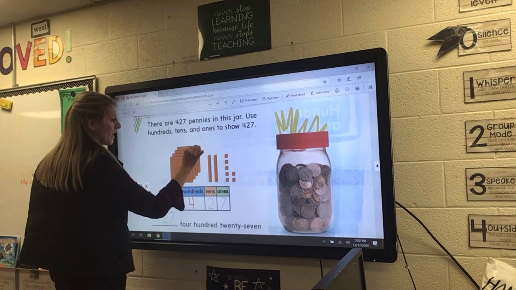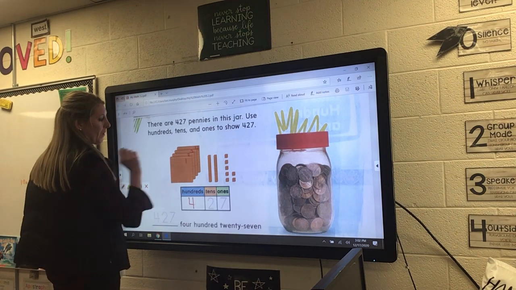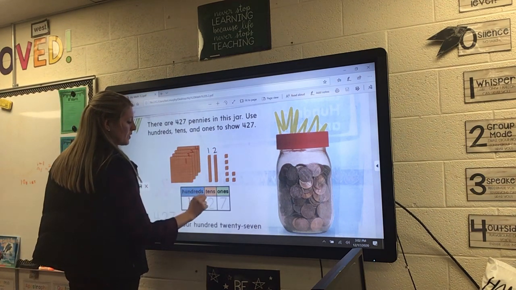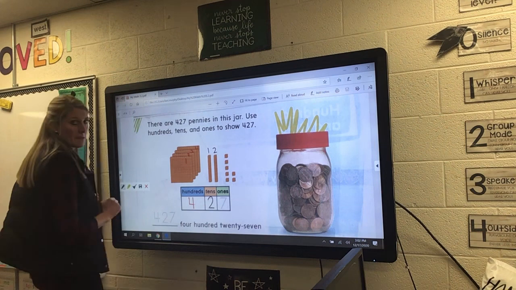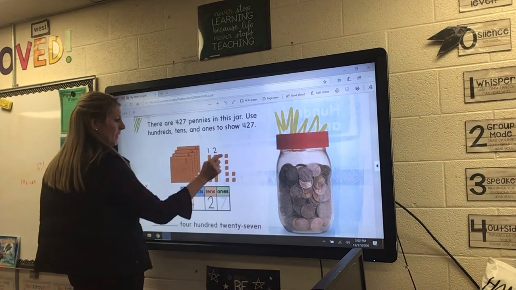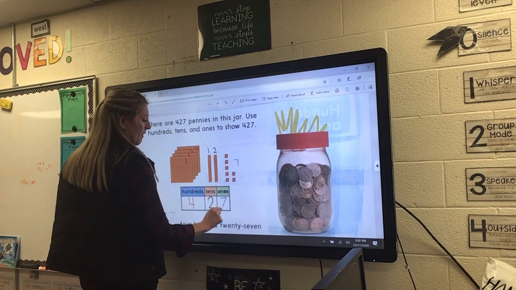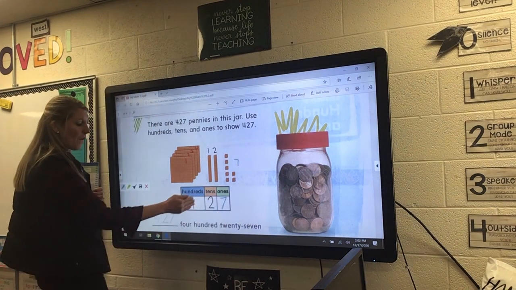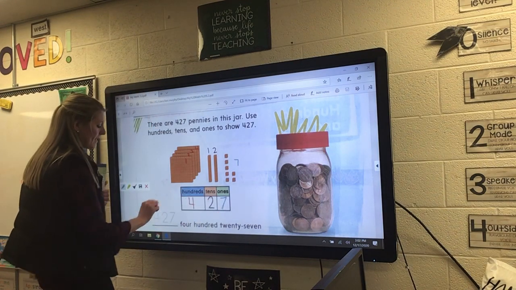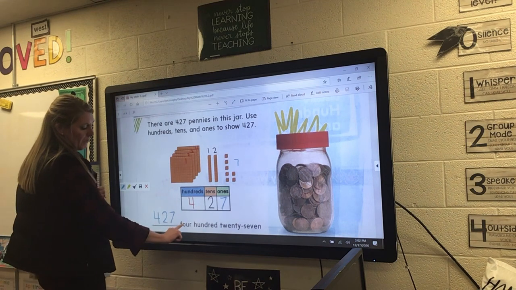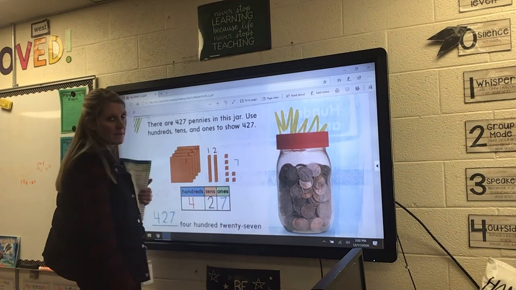I know these are kind of hard to see, but there's 1, 2, 3, 4, okay? Then we have 10, 20. So we got 2 tens, and then we have 7: 1, 2, 3, 4, 5, 6, 7. That would be on the far right. So we have 427. Go ahead and trace that number right here too, please. And that is how we write it, 427.